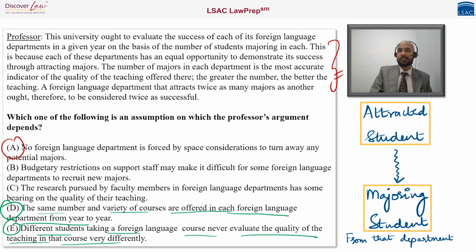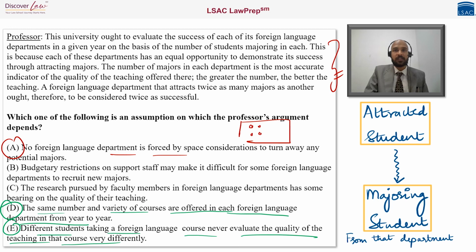It says no foreign language department is forced to turn away potential majors, which means that, let's say you attracted a student. Okay, now your classroom is such that you have enough seats for all the persons who have shown interest. Okay, which means if there's a student who's attracted, that person will also major. This you can see in option A.